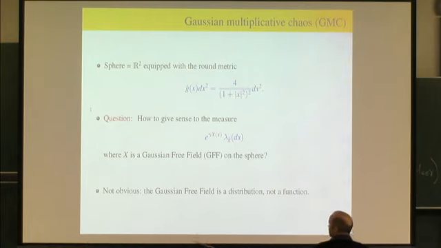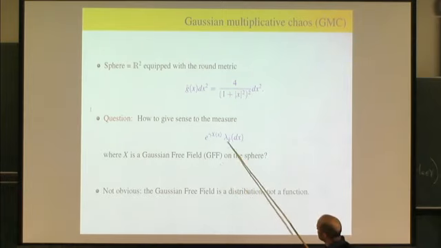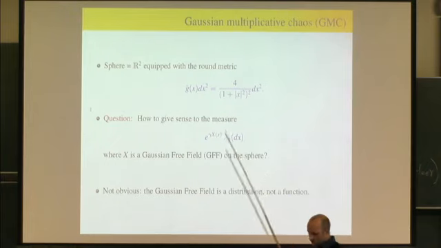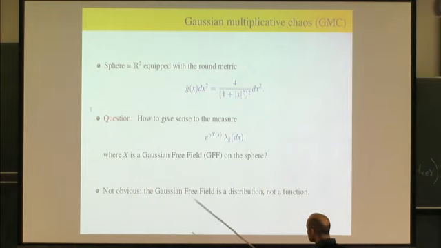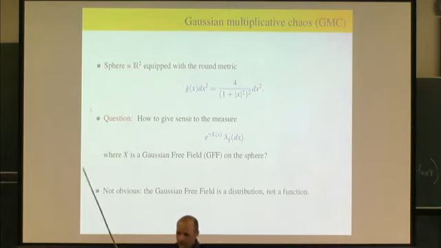Okay, so the first question I want to address is how to define the exponential of some Gaussian field, which is called the Gaussian free field. Okay, and here I want to integrate this exponential against the volume form on the sphere. So recall maybe that the volume form on the sphere is just, well, you want to define something like this.